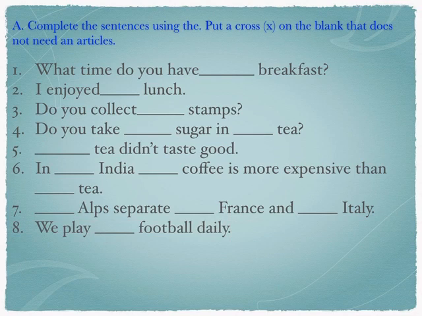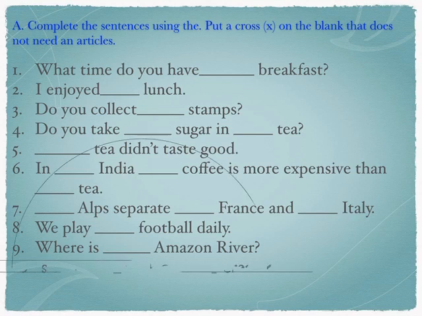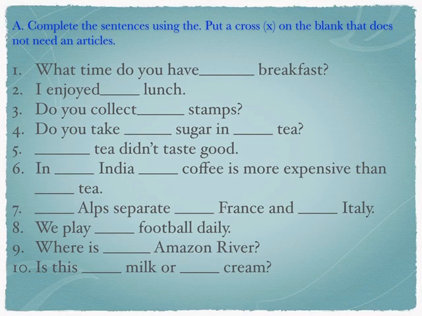We play dash football daily. Football is the name of a game, so before it no article will come. Where is dash Amazon river? Now the Amazon river is the name of a river, so before it the article the will come. Is this dash milk or dash cream? Both are uncountable nouns, so before them no article will come.